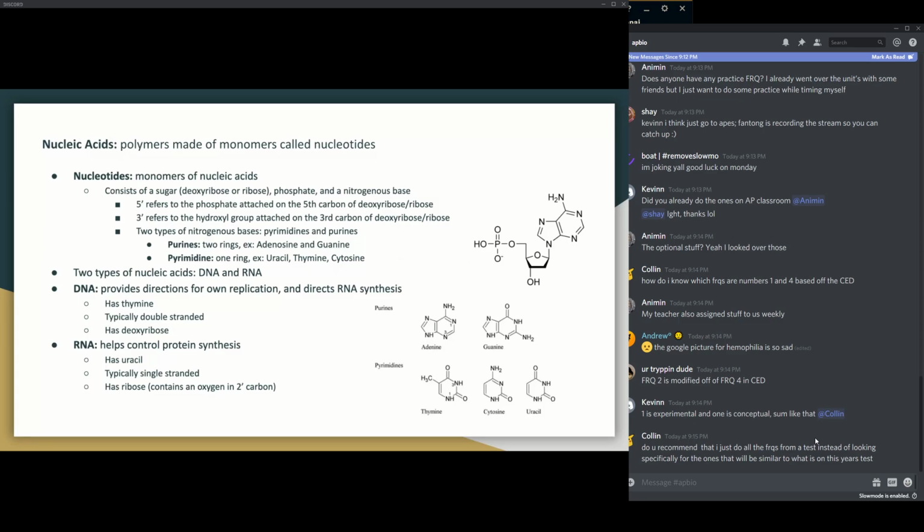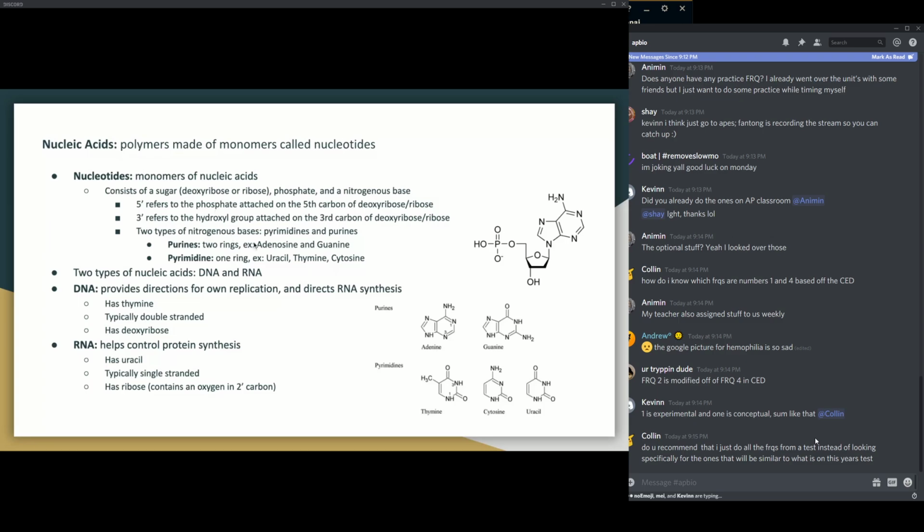And so the important thing is the distinction between 5' and 3'. So 5' is basically the carbon of the sugar that attaches to the phosphate. And then 3' is basically the hydroxyl group attached to the third carbon of your sugar. So that's really important because if you're talking about replication, 5' to 3' is really crucial. Transcription or replication.